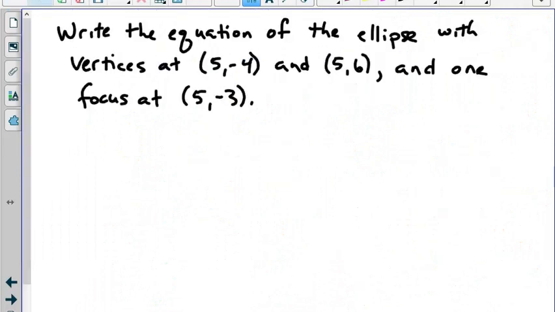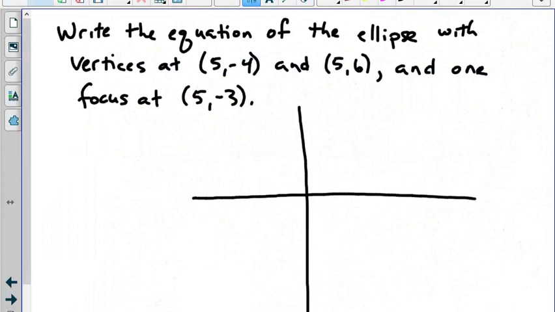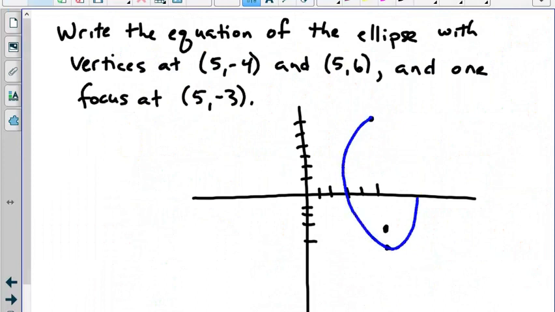Okay, finally, write the equation of the ellipse with vertices at 5, negative 4, and 5, 6, and focus at 5, negative 3. So our major objective now is to figure out how far in the y direction we go. I'm just going to make an ellipse. I don't really know if that's exactly how far we're going in the y direction, but it'll at least give us a start. So the first thing we have to do is figure out where the center is.